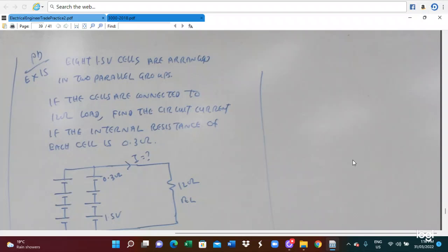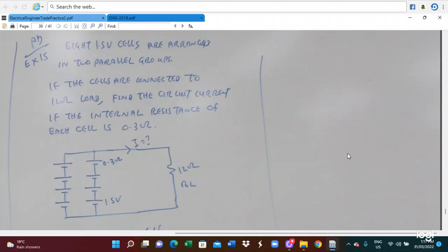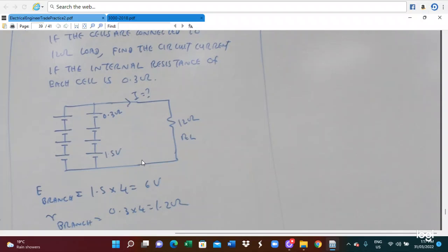Each of 1.5 volt cells are arranged in 2 parallel groups, and if the cells are connected to a 12 ohm load, we have to find out the current. So this is the battery connection. In this case, each branch has 4 cells in series, so 1.5 multiplied by 4, you get 6 volts.